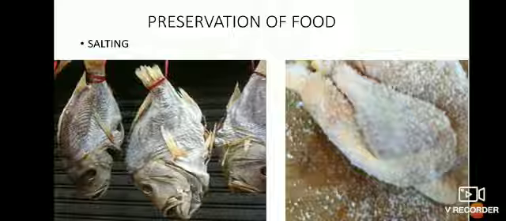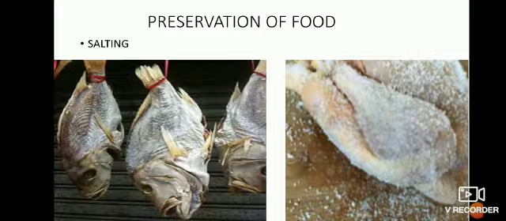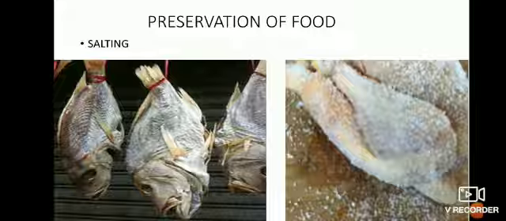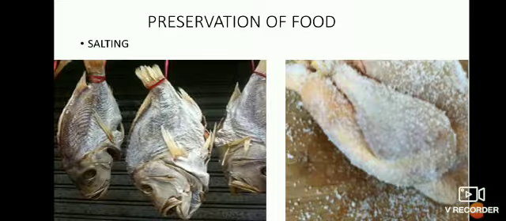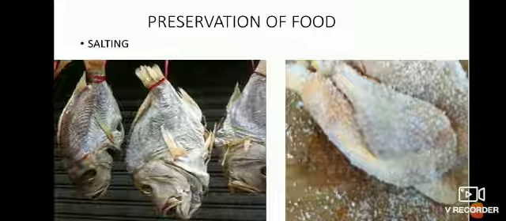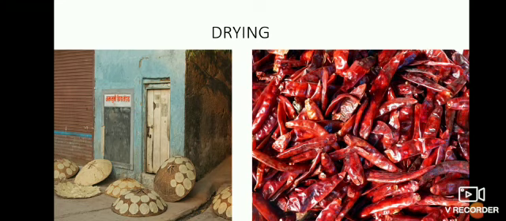We can preserve food by different methods like, you're seeing here, salting. See here, a fish is salted and then dried, and meat also is salted and dried. Next we go for another preservation method. There is drying. Here peppers and red chilies are dried, and then grapes are also dried like this. So it's also a preservation method.